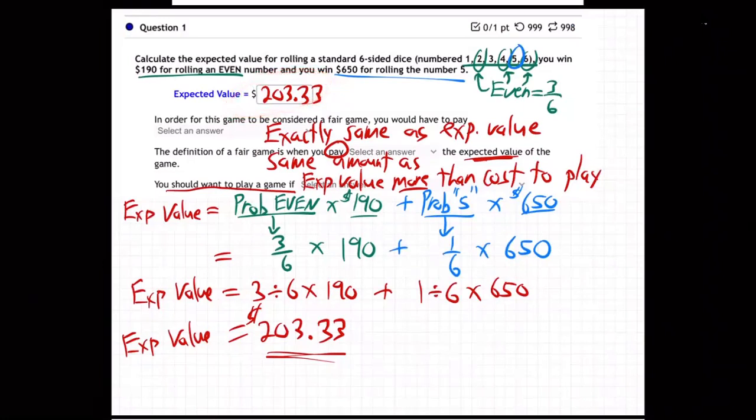And so what they do then is they charge just a little bit more than you're going to make on average. That way they make sure they're making money. The casinos have it down to a science. It's very precise for them. So a game's fair, and no games at the casino are fair, not a single one. It would only be fair if they charged you the same amount as you expect to win. And you should only want to play a game if the expected value is more than the cost to play.